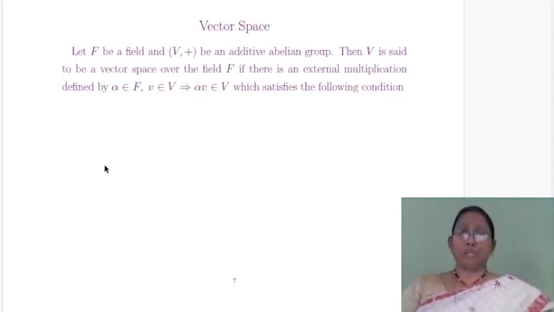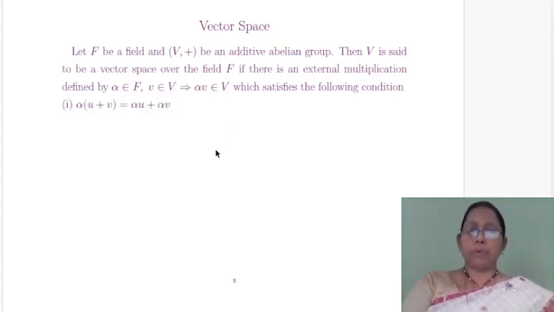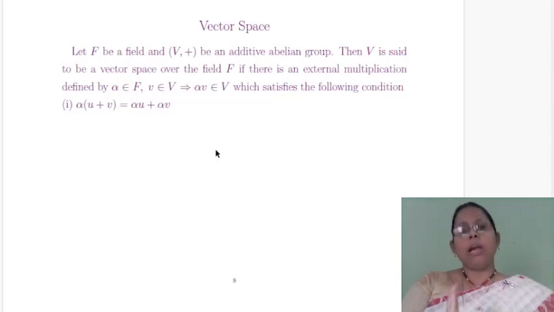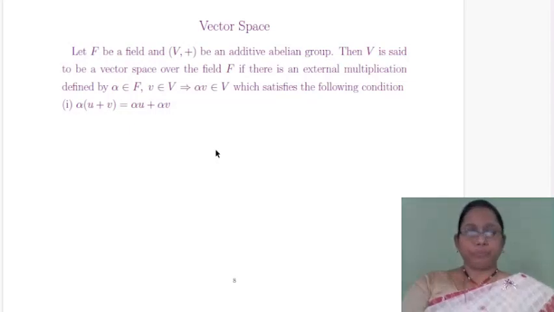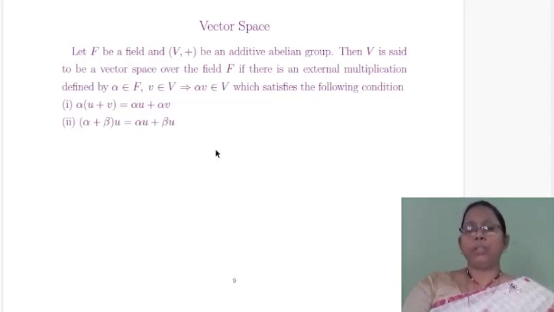Then V is said to be a vector space over the field F if there exists a scalar multiplication, alpha belongs to F, v belongs to V, alpha v belongs to V, not F, which satisfies the following four conditions. Number one, alpha, a field element, multiplied with the addition of two vector elements u and v, equals alpha u plus alpha v, that is, field element multiplied with the vector element plus field element multiplied with the vector element.